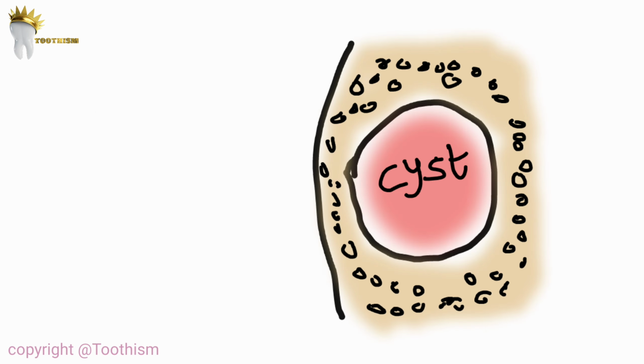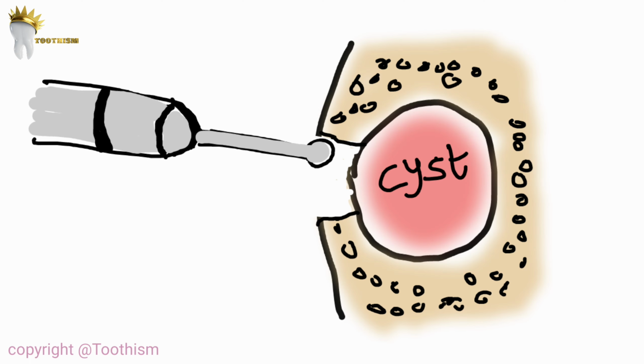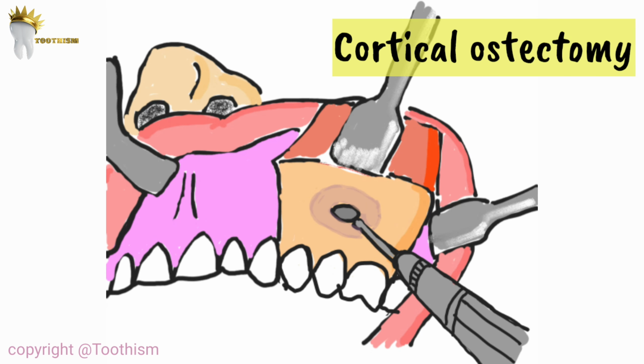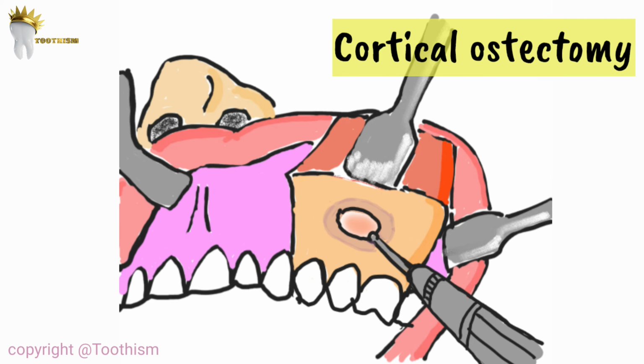Another scenario after flap reflection is that the cortical bone is still intact. In that case, we have to create a bony window. For this, we can use number 6 or number 8 round burr. This is called cortical ostectomy. The window should be large enough to allow total removal of the cyst. Sometimes when the bone overlying the cyst is very thin, as in case of a large cyst, we can remove the bone pieces with a curette or a periosteal elevator.